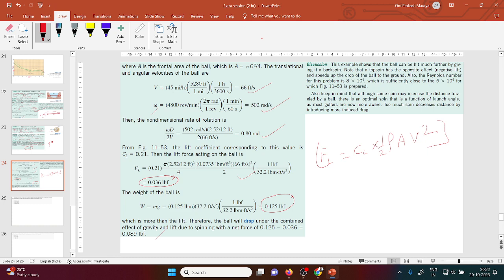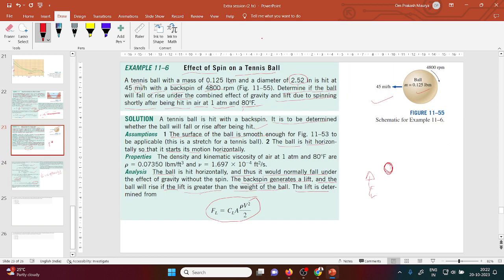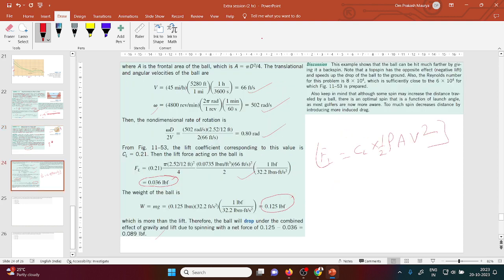The back spin is this side, and the top spin is the top side spin. This is the back spin, right? So if you do the top spin, then the effect will definitely be opposite. And also the Reynolds number for this problem is 8 into 10 to the power 4, which is sufficiently close to the 6 into 10 to the power 4 for figure number 53.